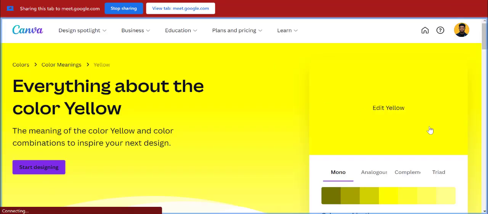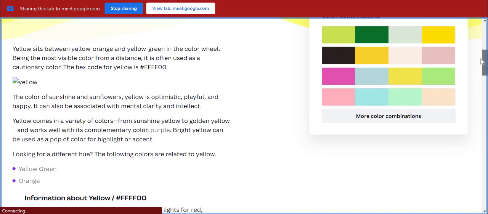Okay, so I think I can go down now to see. The color yellow, like it says here, is the color of sunshine and sunflowers. Yellow also stands for optimism, playfulness, and being happy. This is the most general word for yellow: happy, right?